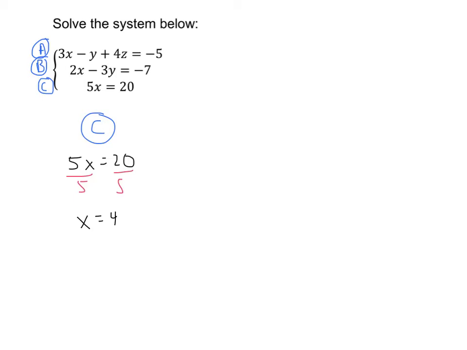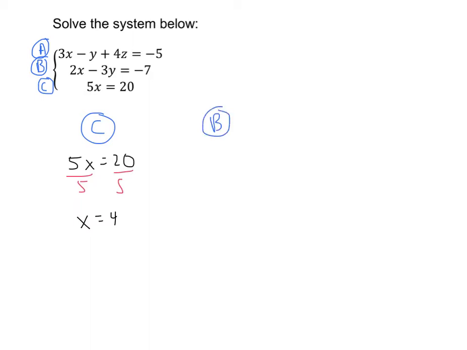Well, what am I going to do next? Where can I substitute this in that will be helpful? I'm not going to substitute this into equation A, because even if I know the x value, I can't find y or z, since there are two unknowns there. I wouldn't be able to find z, for example, even though I know x, because I don't know y. I'm going to substitute this value of 4 into equation B, because that only has two unknowns.